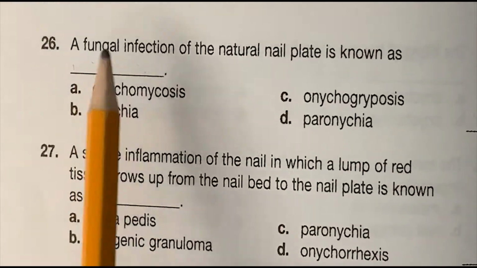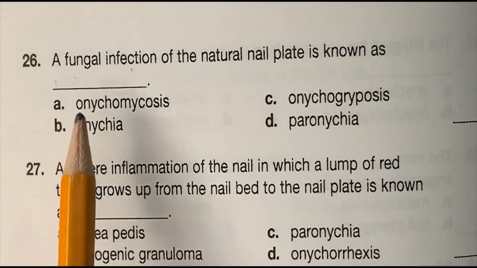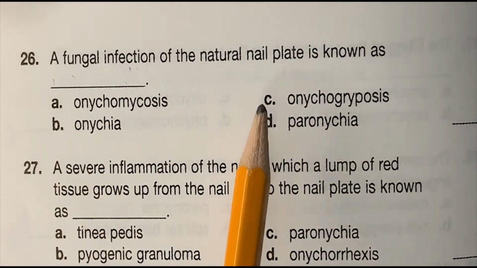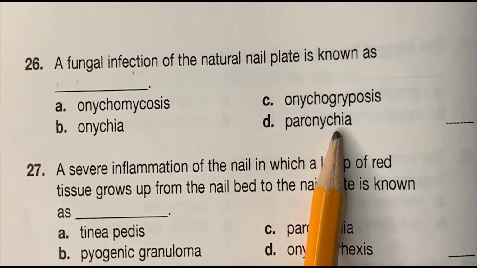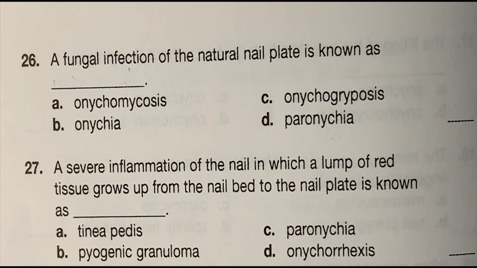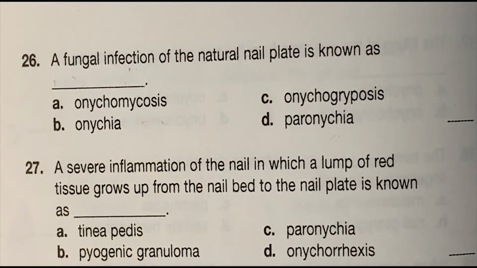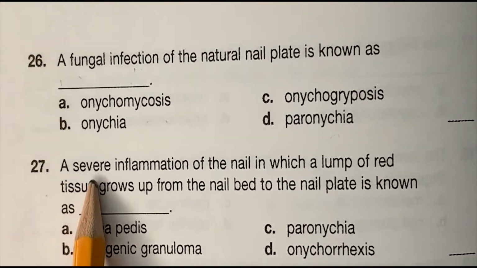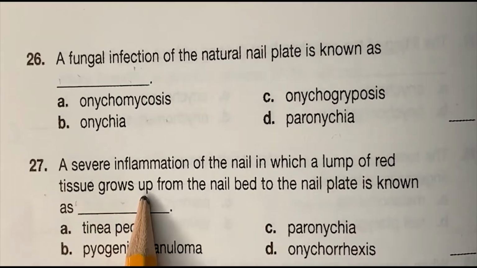Number 26, a fungal infection of the natural nail plate is known as blank. A, onychomycosis, B, onychia, C, onychosis, or D, paronychia? And your correct answer is A, onychomycosis.